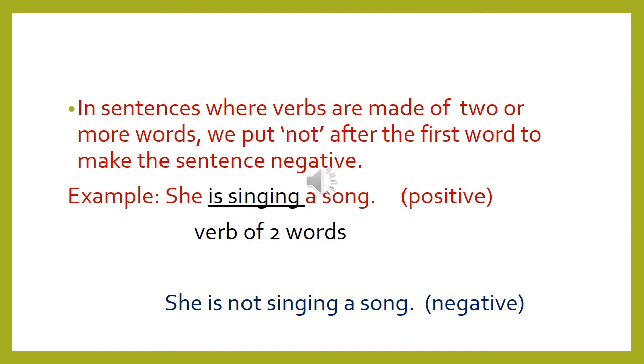For example, she is singing a song. This is a positive sentence and the verb in this sentence is is singing. The verb is of two words. Is is the first word and singing is the second word. So what we have to do to make it negative? We have to put not after the first word, that is is. She is not singing a song. This is a negative sentence.